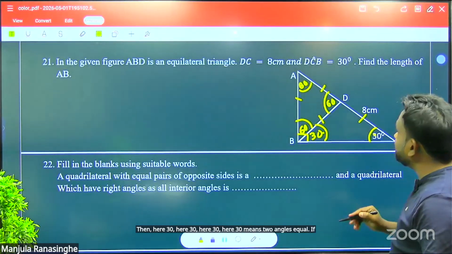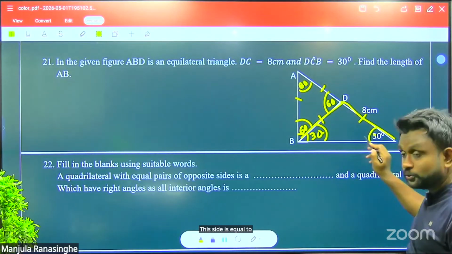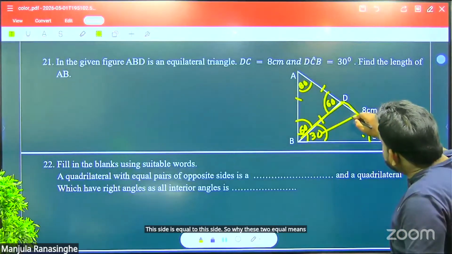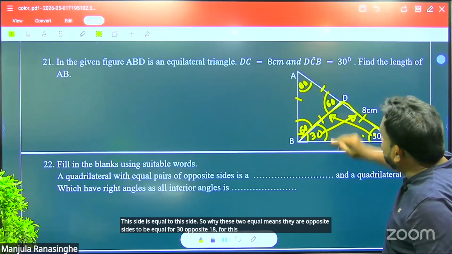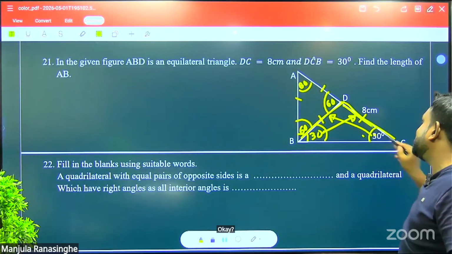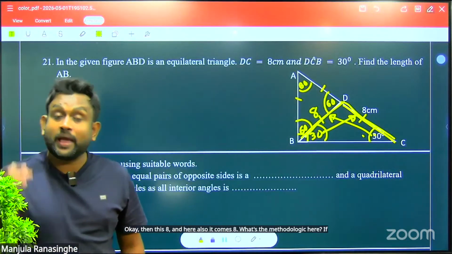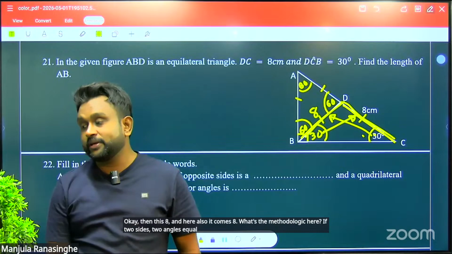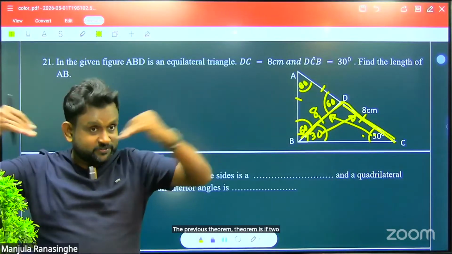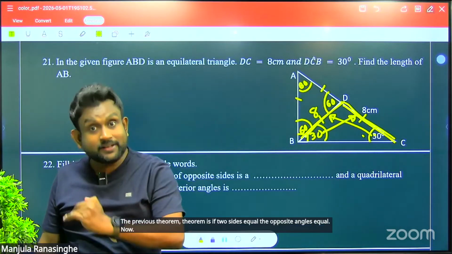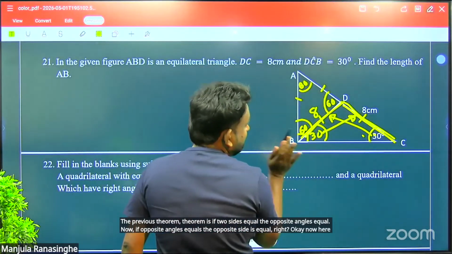If two angles are equal, remember this side is equal to this side. Why? These two being equal means their opposite sides are equal. For this 30 opposite is 8, for this 30 opposite is this side. Then this is 8 and here also it comes 8. What is the math logic here? If two angles are equal, their opposite sides are equal, right? The previous theorem is if two sides are equal, their opposite angles are equal. Now if opposite angles are equal, their opposite sides are equal, right? Okay, now here 8 and 8 there.